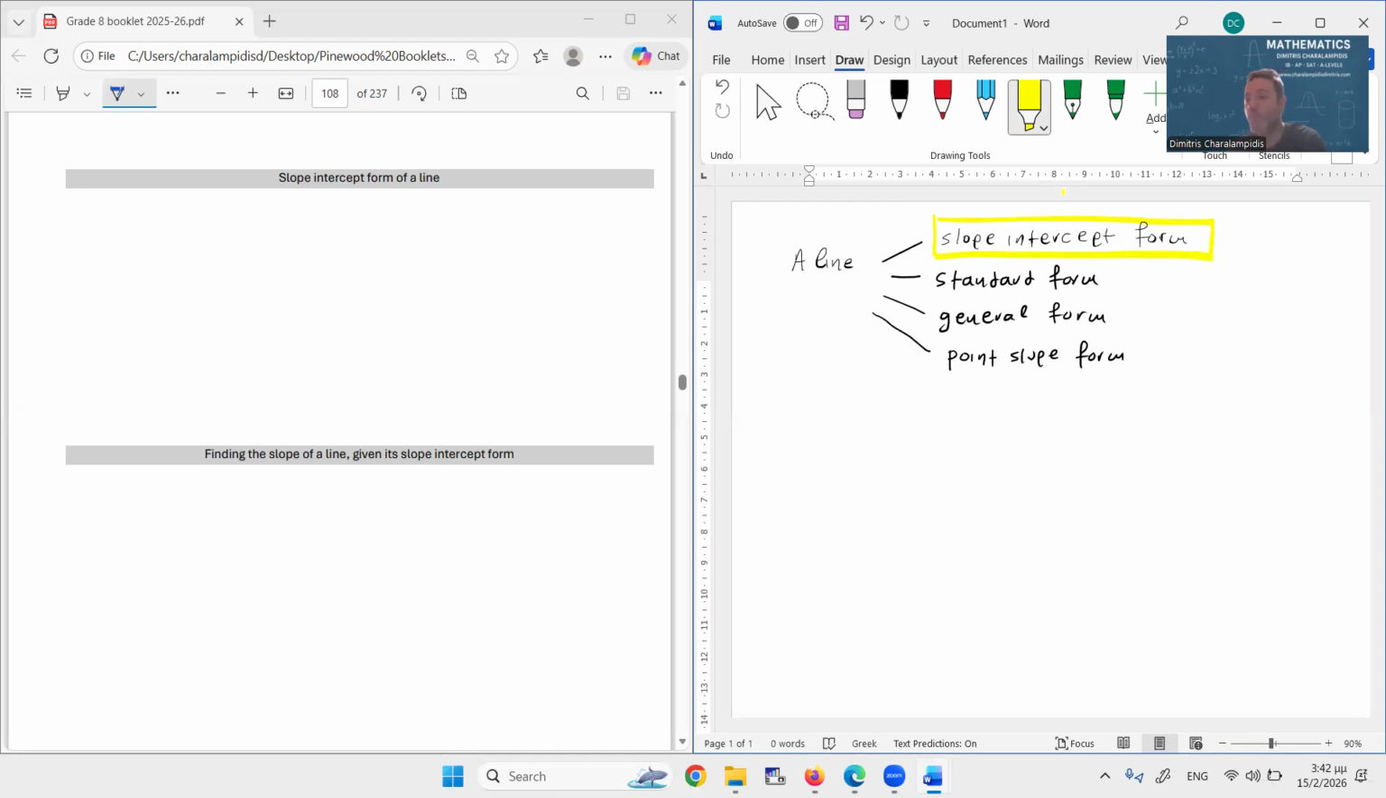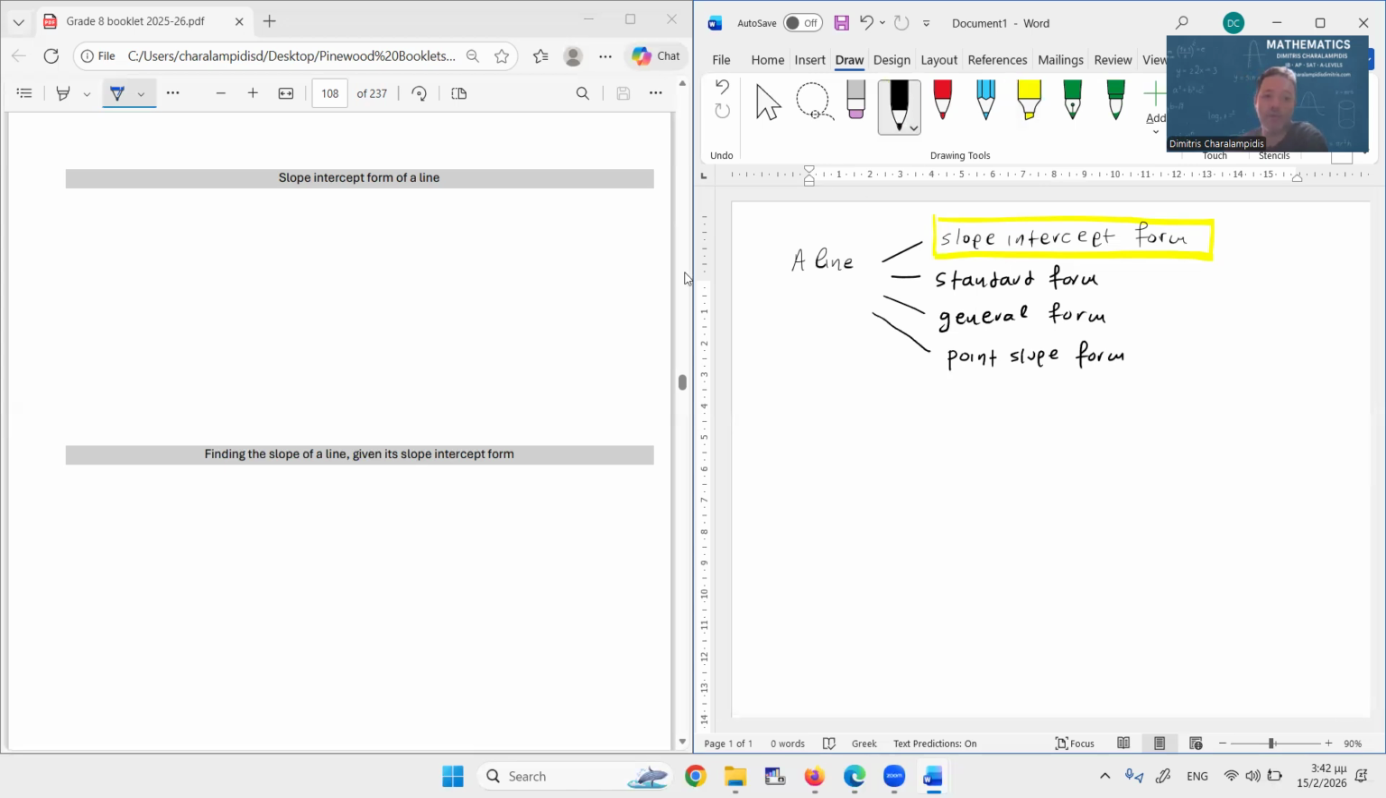This video will be split in two parts. At first, I'll show you what the slope-intercept form really is, why we called it slope and intercept form, and how we can determine the slope and the y-intercept from a slope-intercept form. In the second part, we'll see together how we can determine the equation of a line in slope-intercept form. So let's begin on the first part.